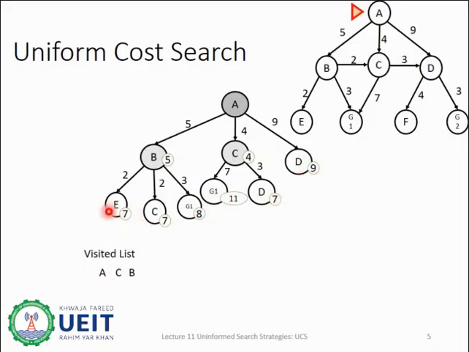Now there are 3 paths that have equal cost, that is E has cost of 7, C has cost of 7 and D has cost of 7. By following the root, left, right regime, we will explore the leftmost child, and that is E7. We will go on expanding E7.